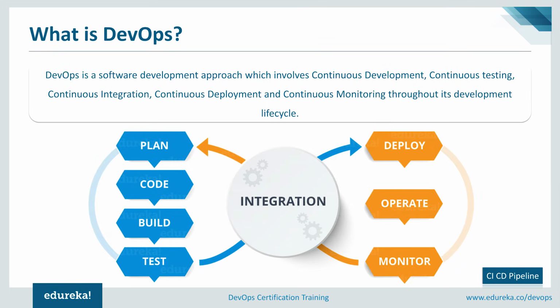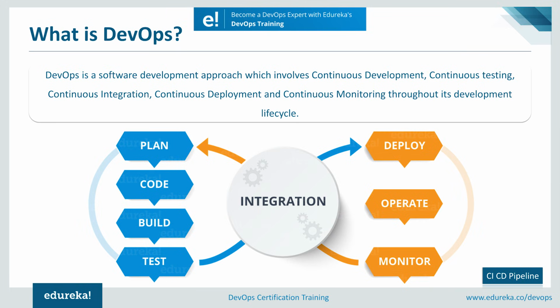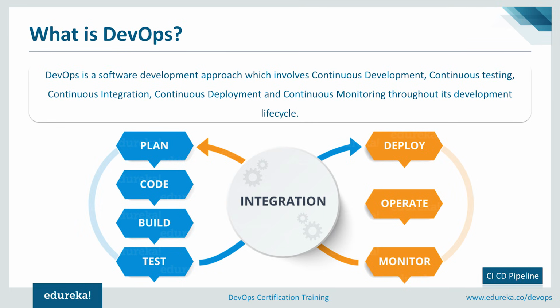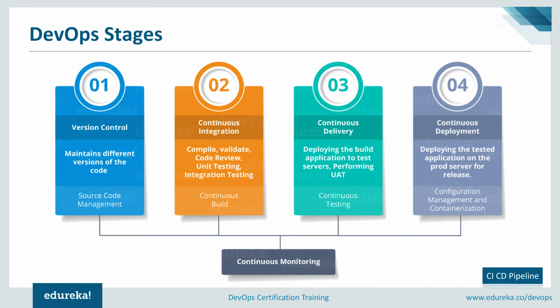So what is DevOps? DevOps is a software development approach which involves continuous development, continuous testing, continuous integration, continuous deployment, and continuous monitoring of the complete software throughout its complete development life cycle. This process is adopted by almost all the top companies to develop high quality products with short development life cycles, resulting in great customer satisfaction. Now that you know that every company needs DevOps, let's understand the different stages involved in DevOps.